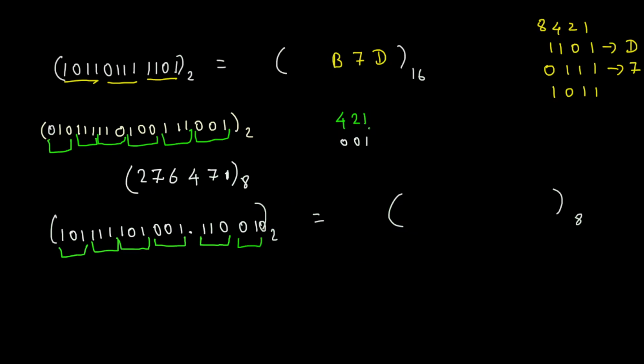So 0 1 0, which is 2, and then 1 1 0, which is 6, and then 0 0 1, which is 1, and then 1 0 1, which is 5, and then 1 1 1, which is 7, and then 1 0 1, which is 5. So 5751.62.